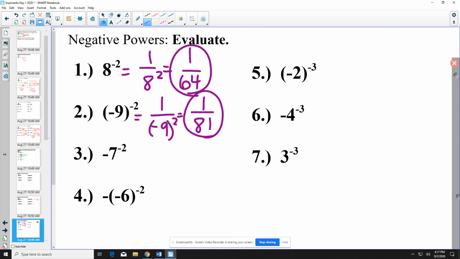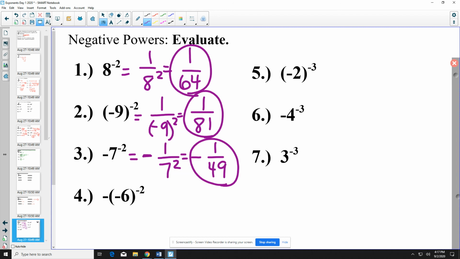Okay, write down number 3, negative 7 to the negative 2. Okay, let's do this together. Since the negative sign's out in front, you write down the negative sign. 7 is to the negative 2 power, so it means 1 over 7 to the second. 7 to the second is 7 times 7, which is 49. But you got a negative sign in front, so it's negative 1 over 49.